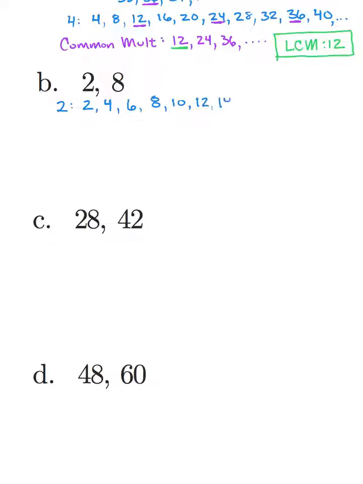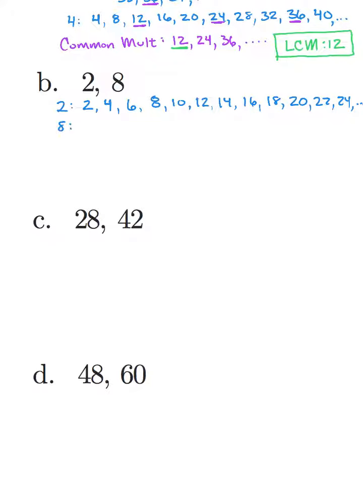2 times 7 is 14. 2 times 8 is 16. 2 times 9 is 18. 2 times 10 is 20. 2 times 11 is 22. And 2 times 12 is 24. Again, this list can go on forever and ever.